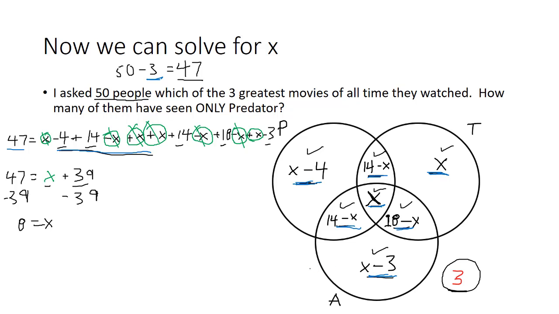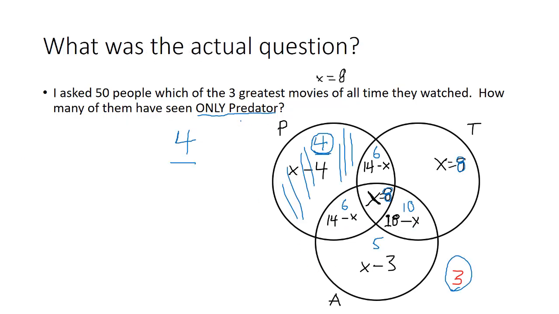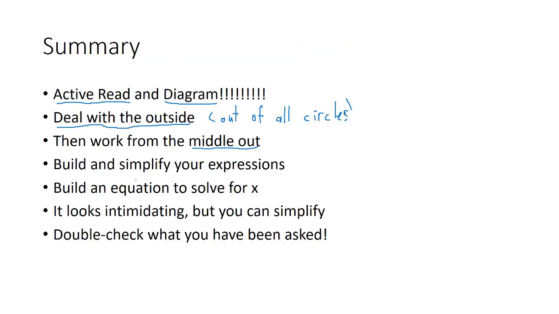Then once we had all of those expressions built, you have to simplify those expressions, those x's cancel out, you can group your constants. Then you can build an equation to solve for x. That equation looks like a mess, but you can always simplify it down. Same goes for your expressions. It looks complicated, but it's not so bad.